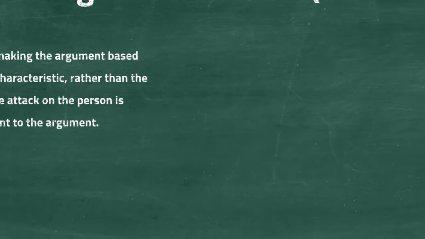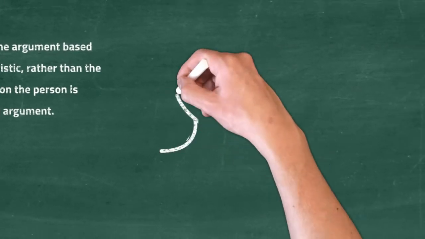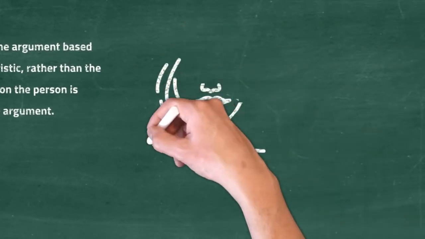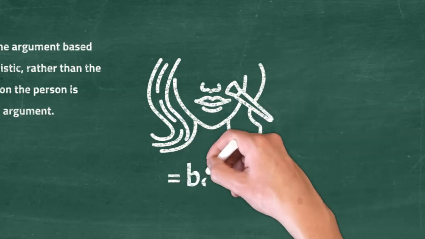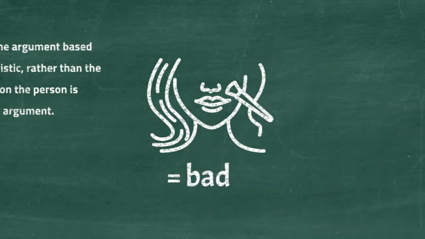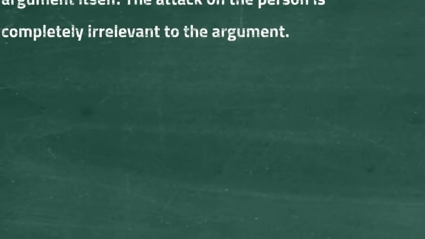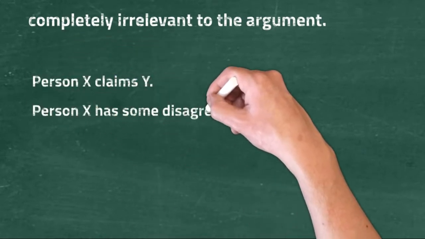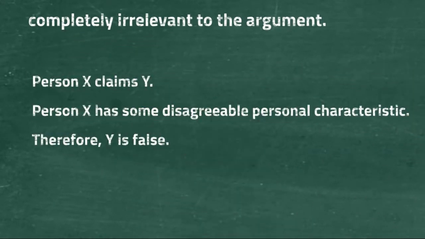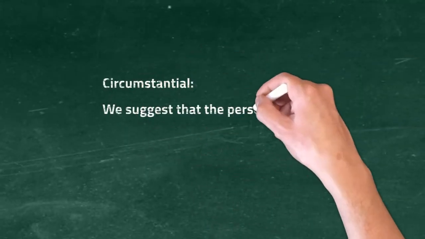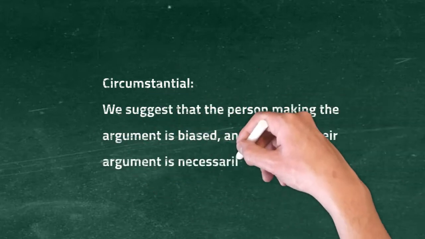Here's an example of abusive ad hominem. Jim, ugliest man on the planet, thinks child beauty contests should be banished. Now that's what I call rich. The fallacy takes on forms such as person X claims Y. Person X has some disagreeable personal characteristic. Therefore, Y is false.